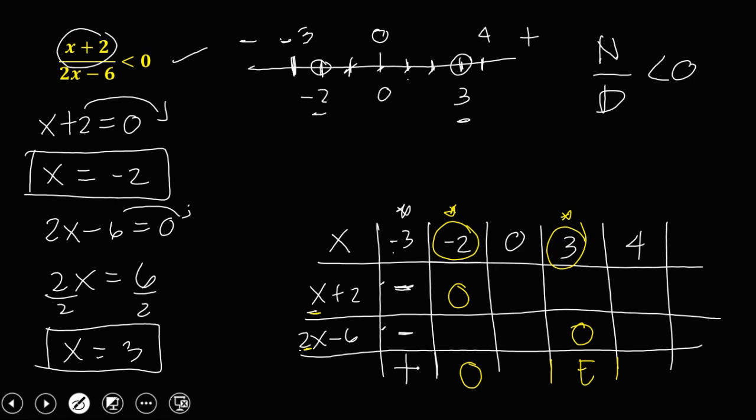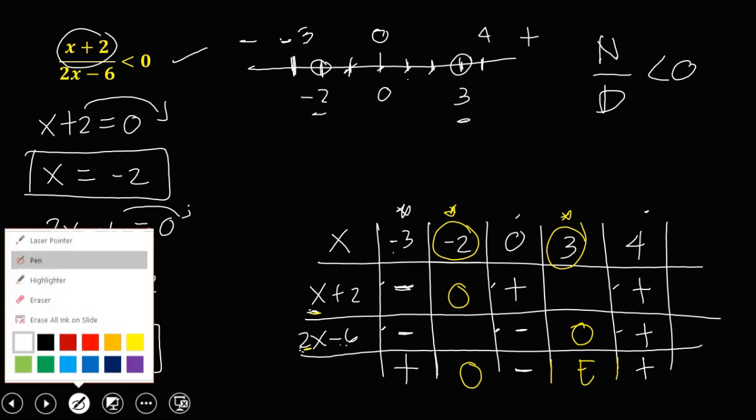Then if x equals 0, 0 plus 2 is positive 2. 0 minus 6 is negative 6. And dividing unlike signs, that's negative. And if x equals 4, 4 plus 2 is positive. And 2 times 4 is 8, minus 6 is positive 2. Dividing the same sign, that's positive. So this is the sign analysis table.